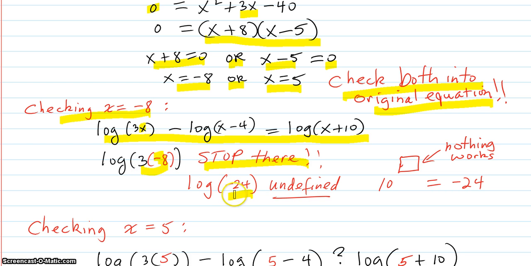undefined. Because log of negative 24 is the exponent you would put on a 10 to get negative 24, and that's impossible. Even if you make this exponent negative, 10 to a negative exponent just means the reciprocal, and there's no way to make the number negative, so it can't be.